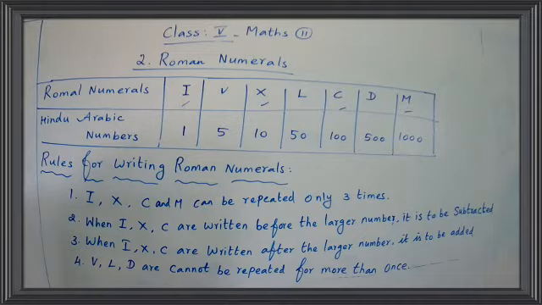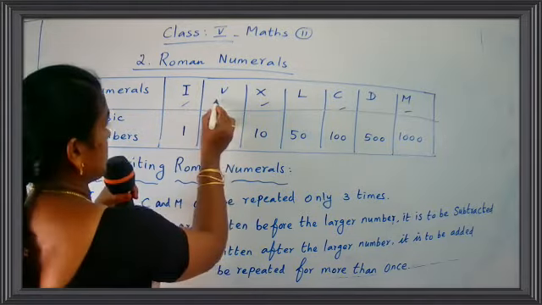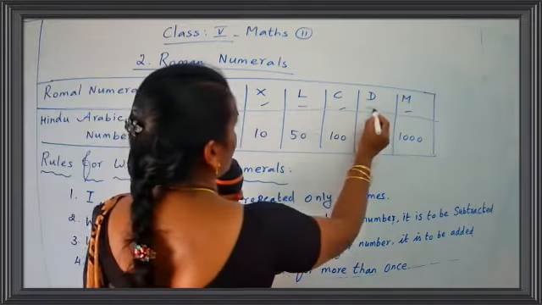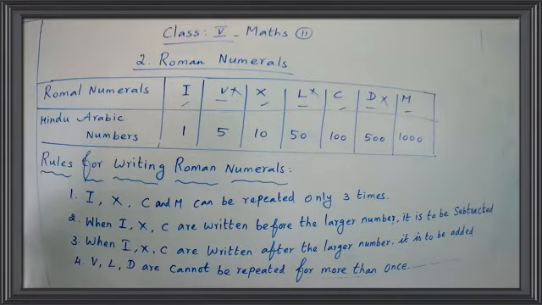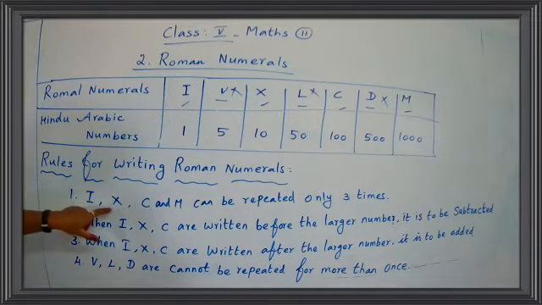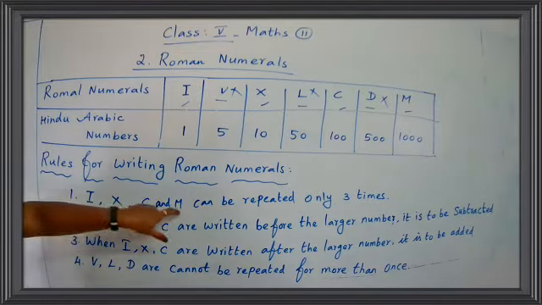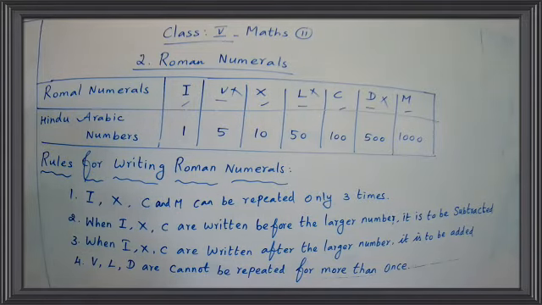But the symbols V, L, D cannot be repeated. Do you understand, children? The first rule is I, X, C and M can be repeated only 3 times. The symbols V, L, D cannot be repeated. Are you clear?